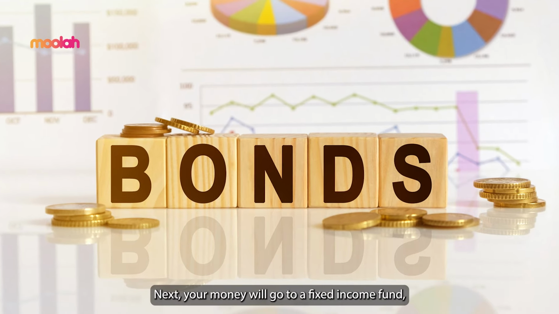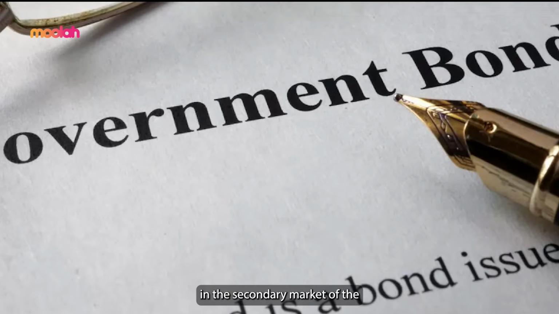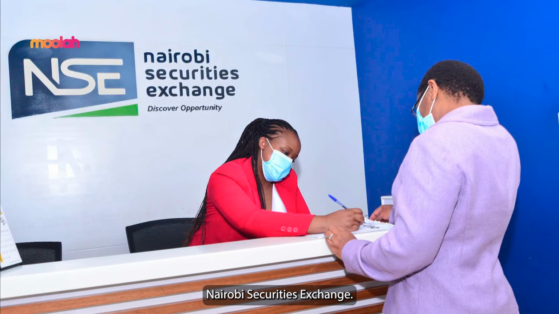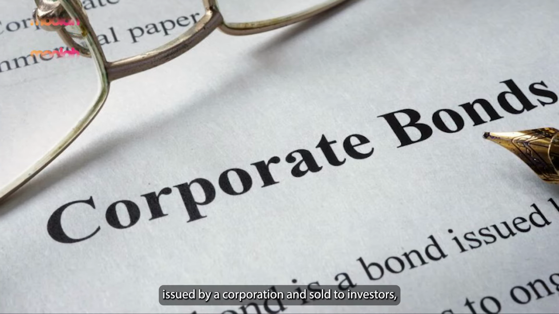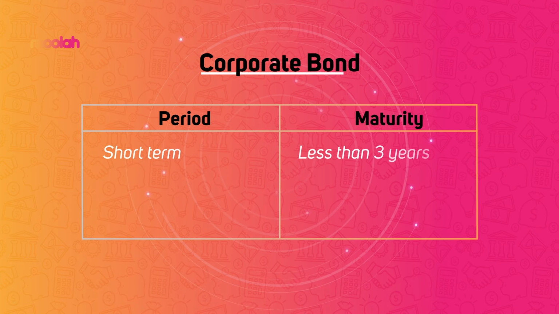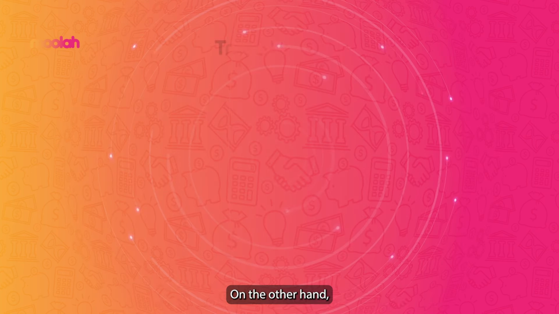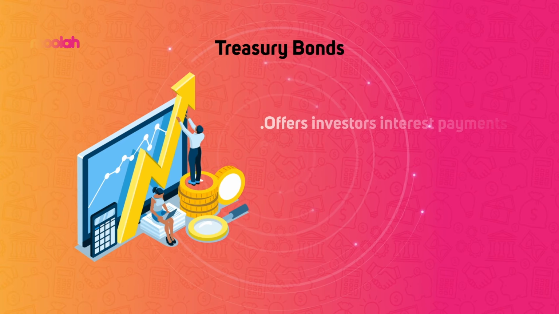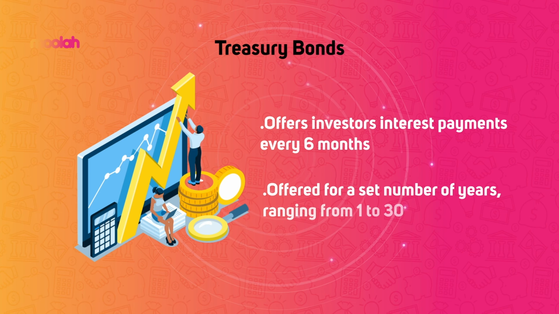Next, your money will go to a fixed income fund or bond fund, where fund managers invest in corporate and government bonds in the secondary market of the Nairobi Securities Exchange. A corporate bond is a type of debt security issued by a corporation and sold to investors. The maturity period for this type of bond can be short-term, which is less than 3 years, medium-term, which is 4 to 10 years, or long-term, which is more than 10 years. On the other hand, treasury bonds are units of government debt that offer investors interest payments every 6 months throughout the bond's maturity. They are offered for a set number of years, ranging from 1 to 30.